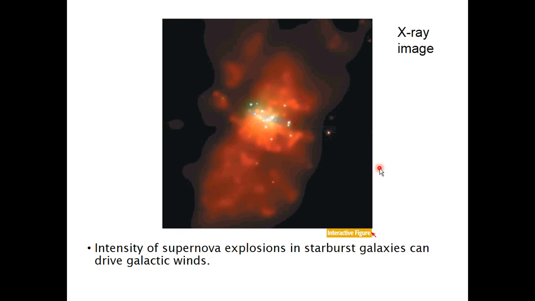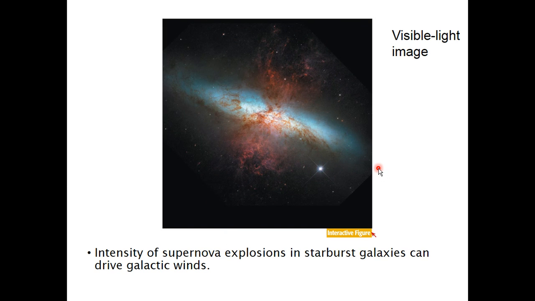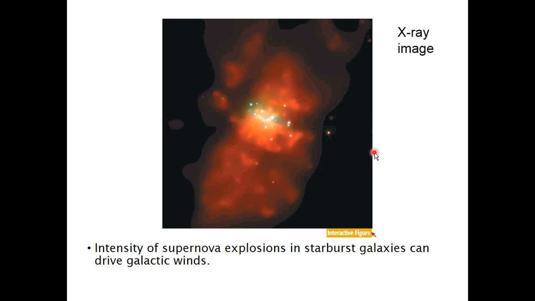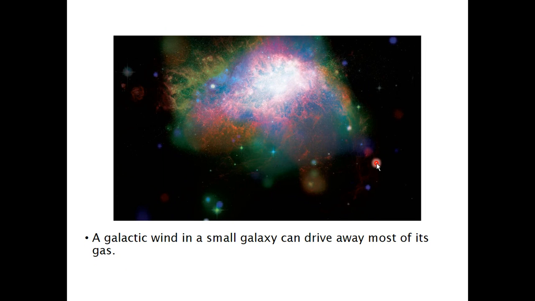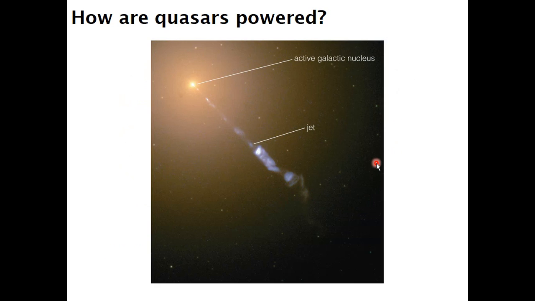And you can see that this is a visible light image in one picture and an X-ray image in another, showing the different energetic outputs. Some of these winds can push away additional material. So you get a formation of one of these starburst galaxies. A lot of stars form all at once, and then there's no more material.